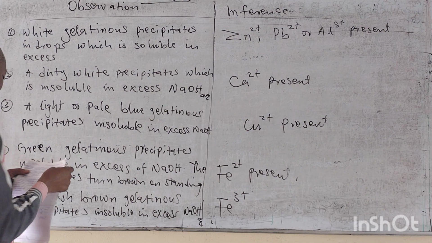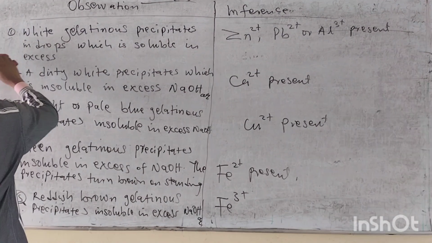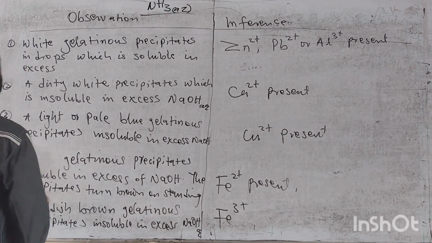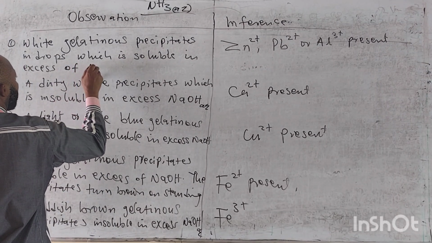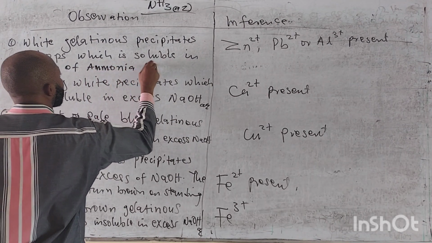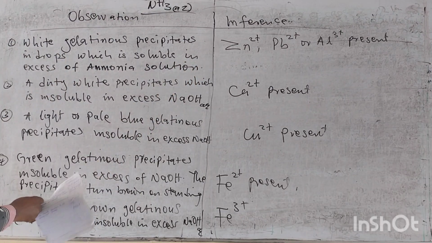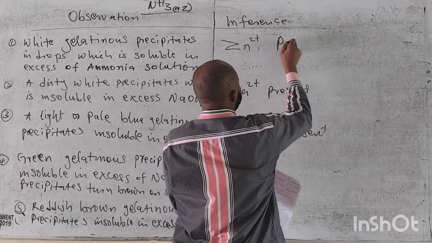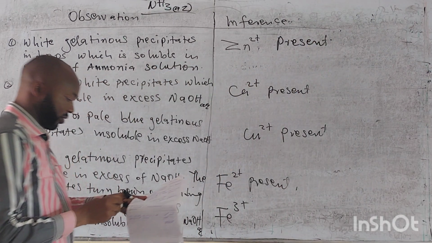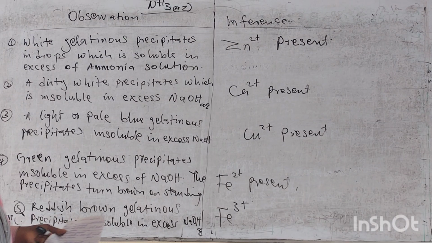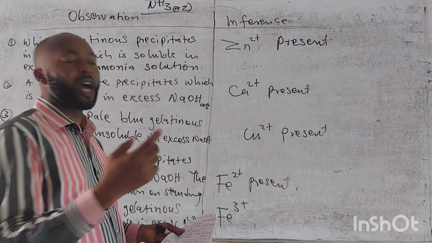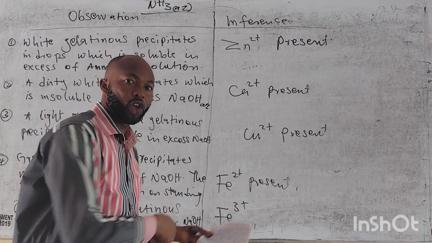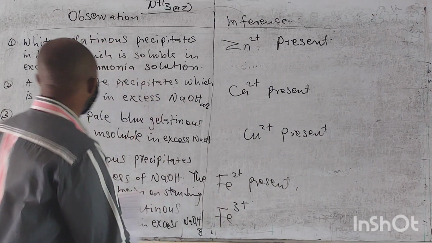A white gelatinous precipitate which is soluble in excess of ammonia solution. So here, only zinc is present. So there's a change now. Remember, in sodium hydroxide, zinc, aluminium and lead gave us a white gelatinous precipitate in drops, which was soluble in excess. But in ammonia solution, only zinc is soluble in excess. So let's move further. That's two.